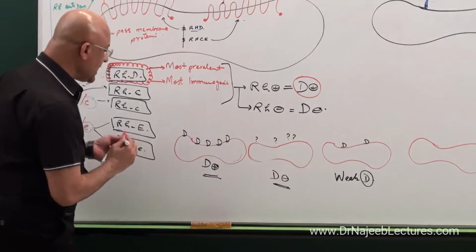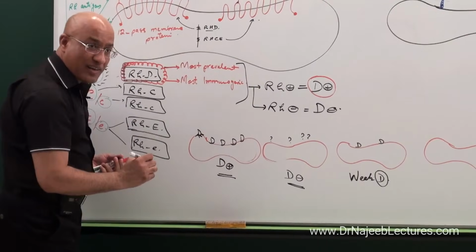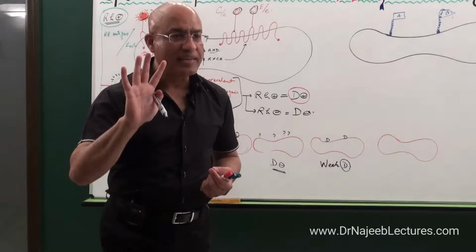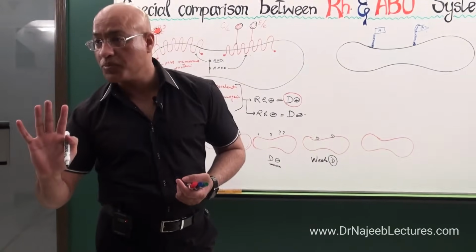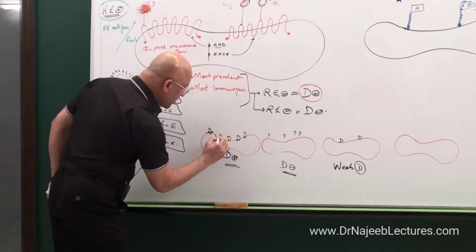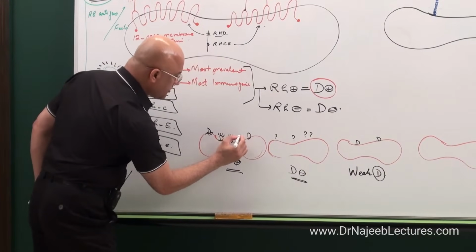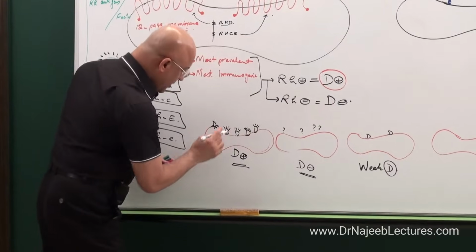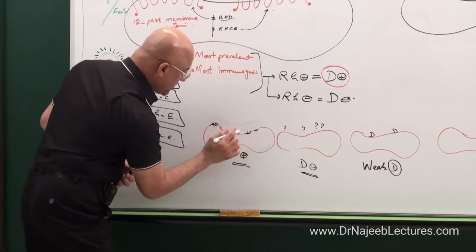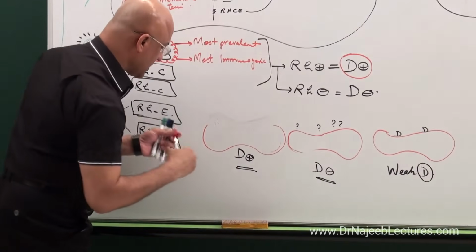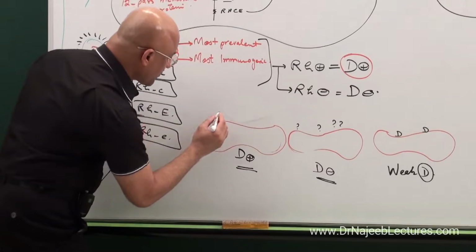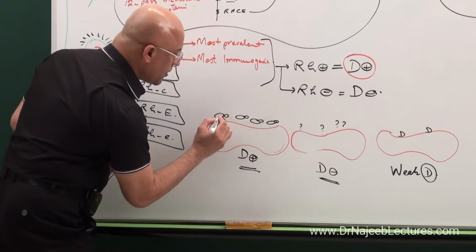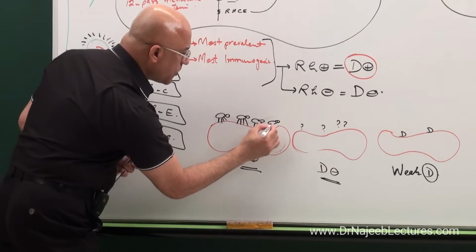Now, every dog has how many legs? Four. D antigen also has 4 antigenic determinants, or 4 epitopes. Let me draw them more artistically. These are the dogs, these are D antigens. 1, 2, 3, 4. 1, 2, 3, 4. So they have 4 legs.